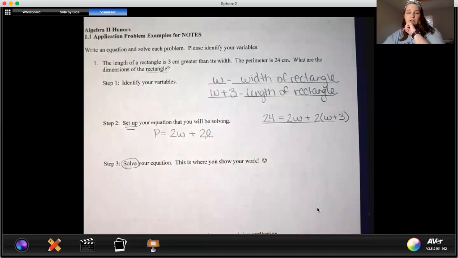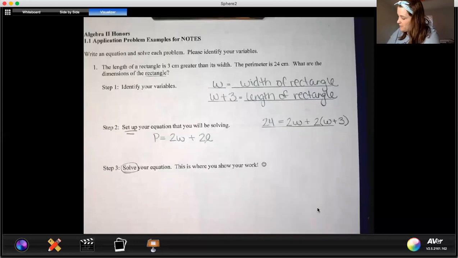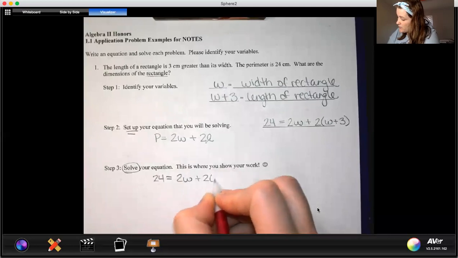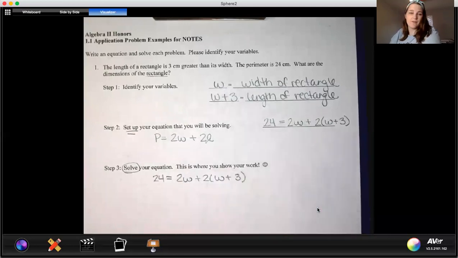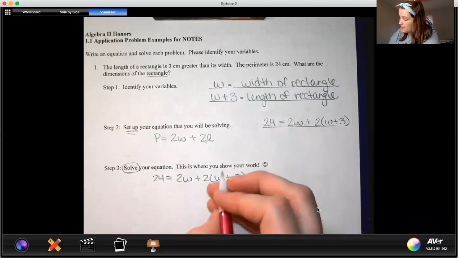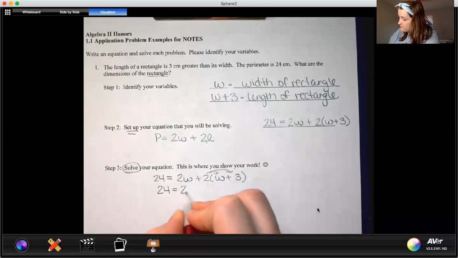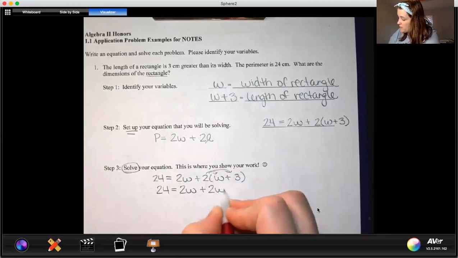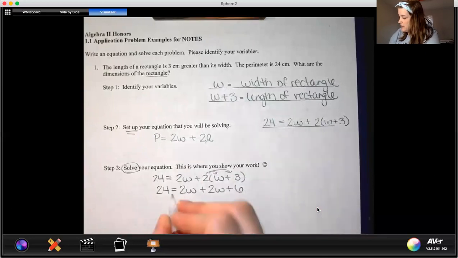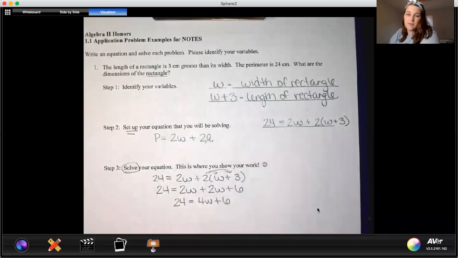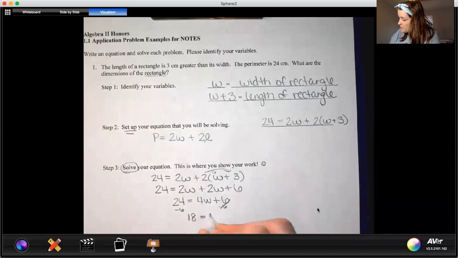Step 3 is where you're going to solve it, okay? This is where you show your work. So we bring down that equation that we just created, and we use algebraic skills to simplify and solve for the variable. So we need to distribute, which looks like 2W plus 6. And combine like terms to get 4W plus 6. Okay, and then we subtract 6 to the other side to get 18 equals 4W.